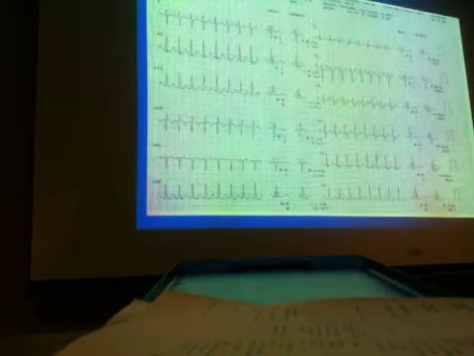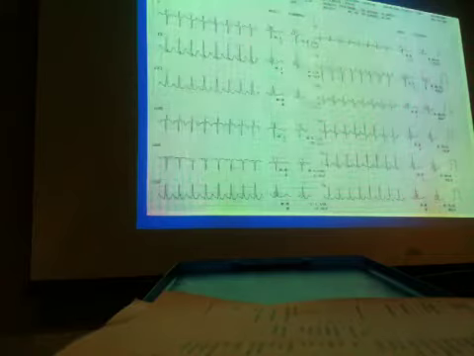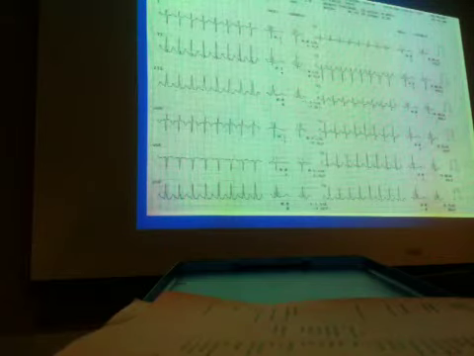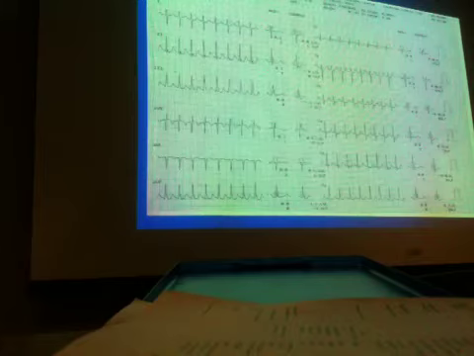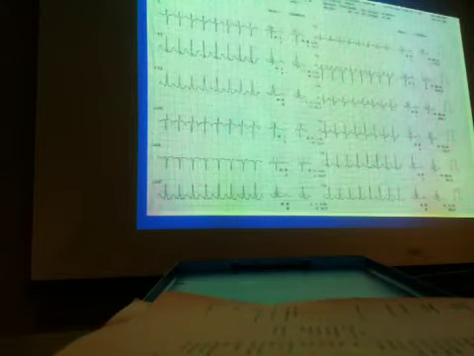So it looks fast, right? Anybody agree that it looks fast? Everybody agree that it's regular? Okay. So that, but it doesn't look normal. Do we see P waves? When a heart rate is that fast, you usually don't see P waves.